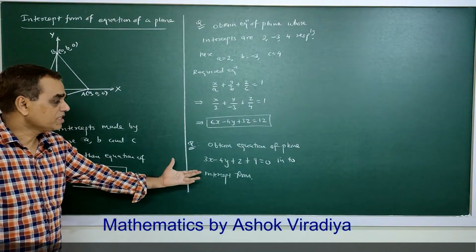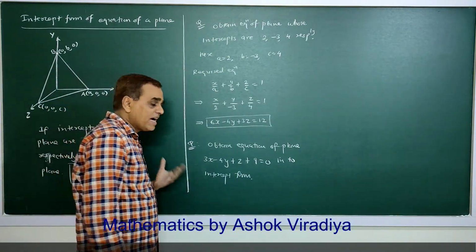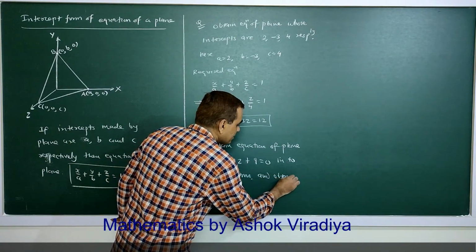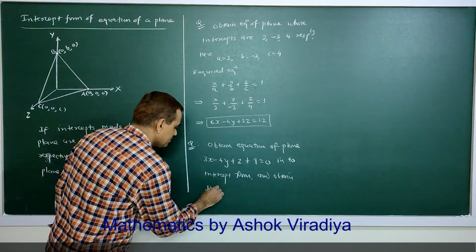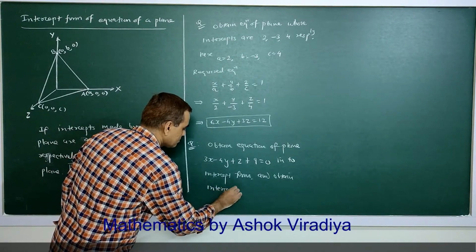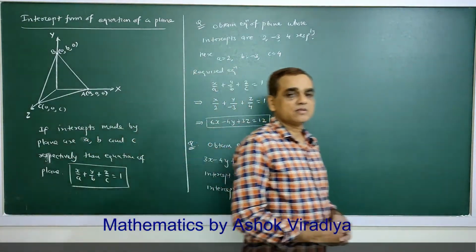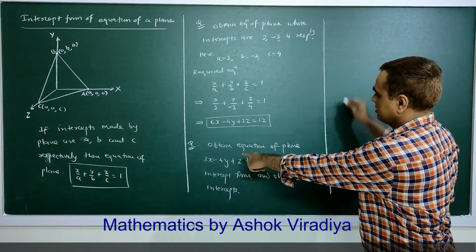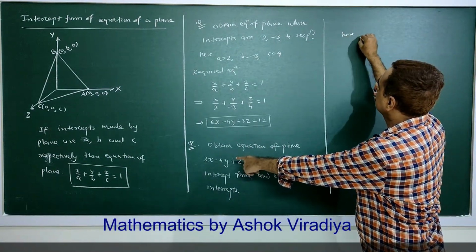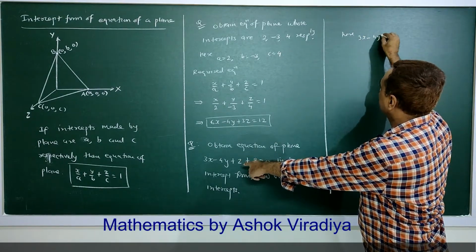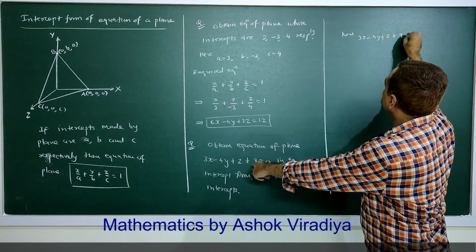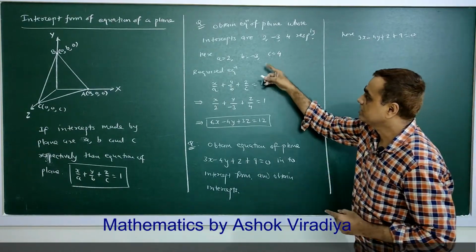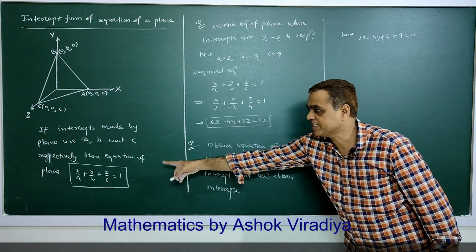Obtain the equation of this plane into intercept form and obtain the intercepts. Say this equation is 3x minus 4y plus z plus 9 equal to 0. We want to convert this into the intercept form. This is the intercept form.